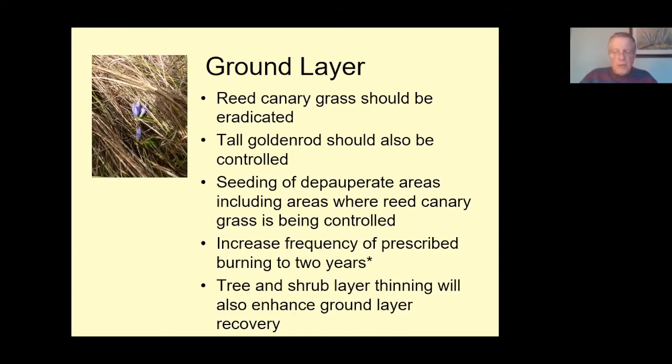Down the road in the longer term, once the savanna plant community is restored, managers should consider foregoing fire for periods of several years to allow oaks to be recruited into the sapling size classes. And finally, I would expect that the tree and shrub layer thinning will also enhance the ground layer recovery.